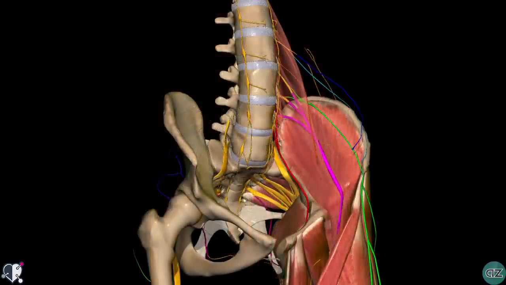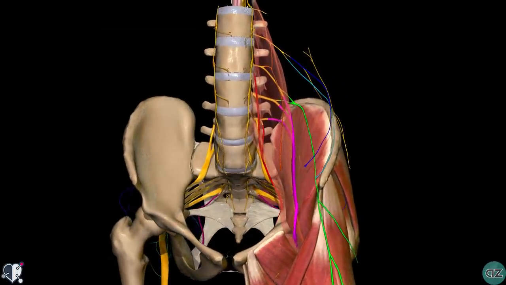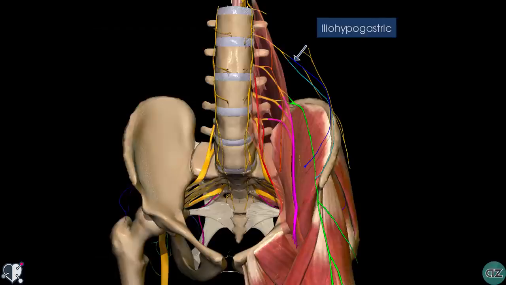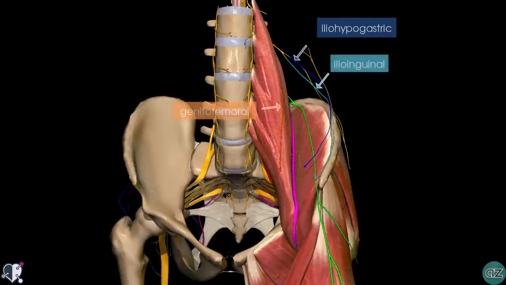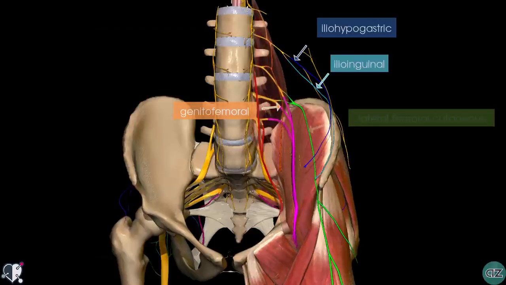To recap very briefly, the lumbar plexus is formed from the anterior rami of L1 to L4. It gives rise to 6 nerves which you can see in this model here. The iliohypogastric nerve, the ilioinguinal, the genitofemoral, which pierces the psoas major, the lateral femoral cutaneous nerve, and the large obturator and femoral nerves.